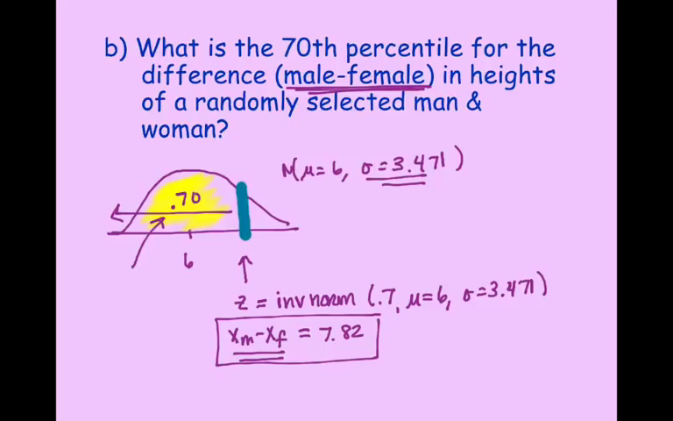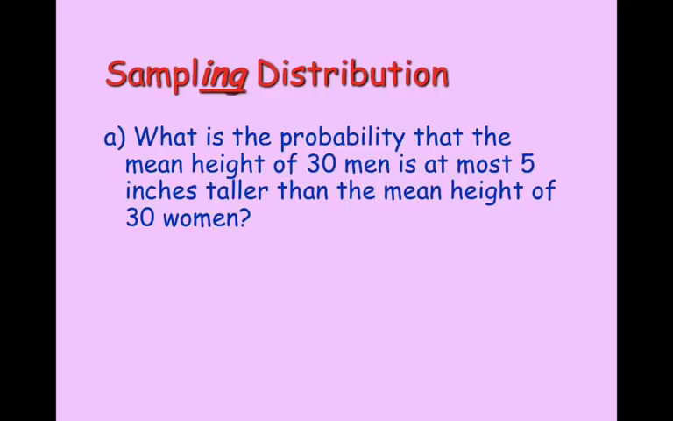Now, in these two examples, we were looking at the difference in height between one man and one woman. Let's take a look at a sampling distribution, where we're looking at a difference of sample means. In a sampling distribution, we're not looking at individual heights, we're looking at sample means. So now the question changes. What is the probability that the mean height of 30 men is at most 5 inches taller than the mean height of 30 women?